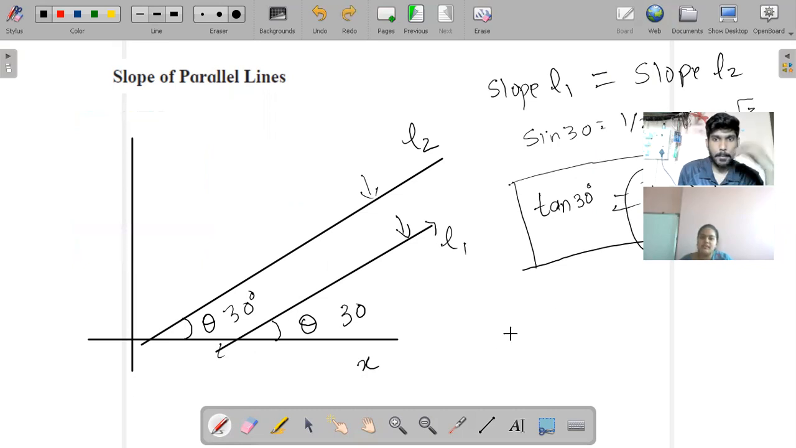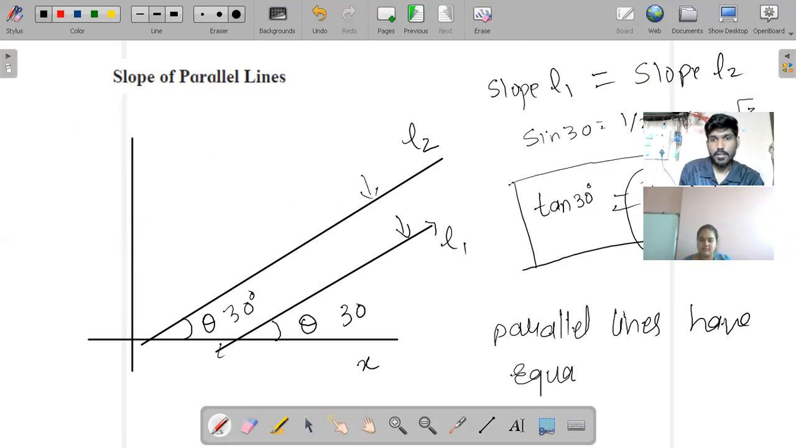What is tan 45? 1. So from here, we can say that parallel lines have equal slope. Okay, now we'll move on to this.